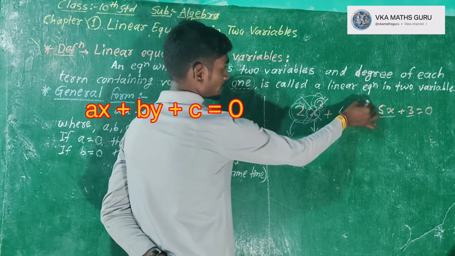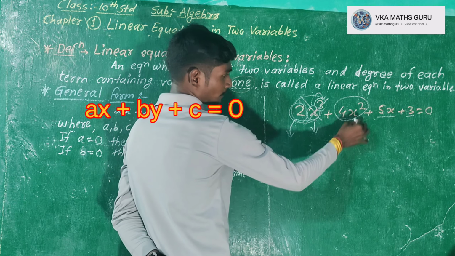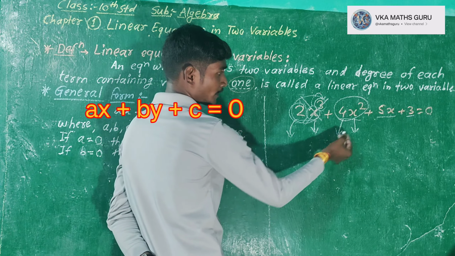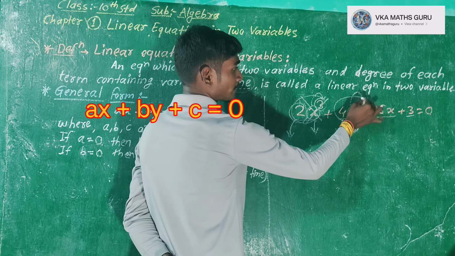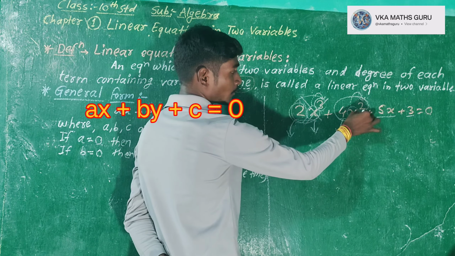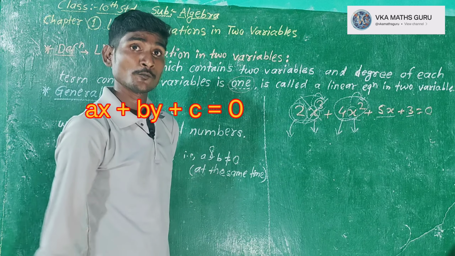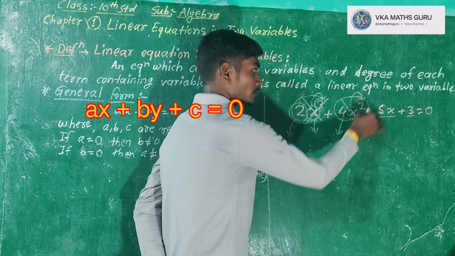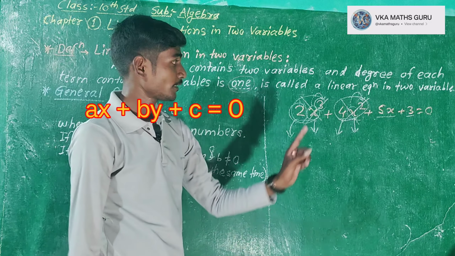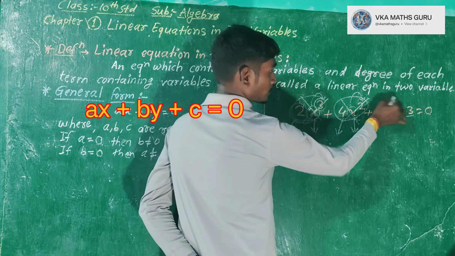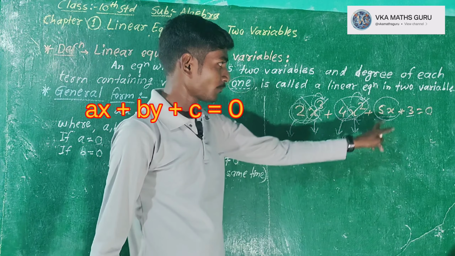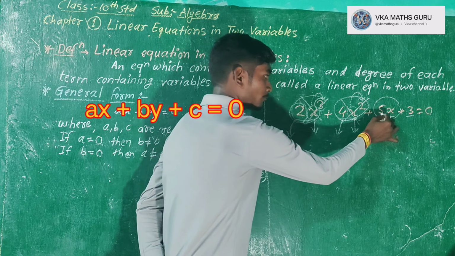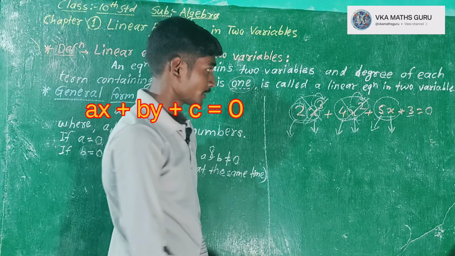The next term is 4x square. In this term, x is a variable, 4 is a coefficient, and the power of the variable is 2. But in a linear equation we want the degree to be 1, so this term is also not available in a linear equation. So we will discuss this term, 5x. Here x is a variable and 5 is a coefficient.